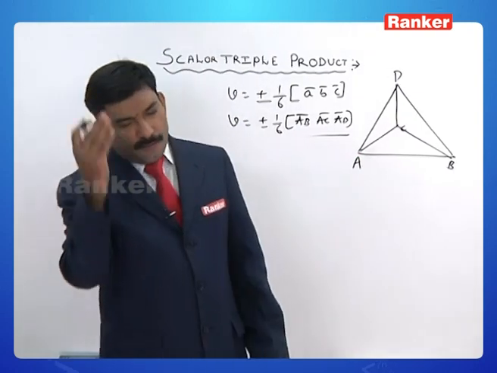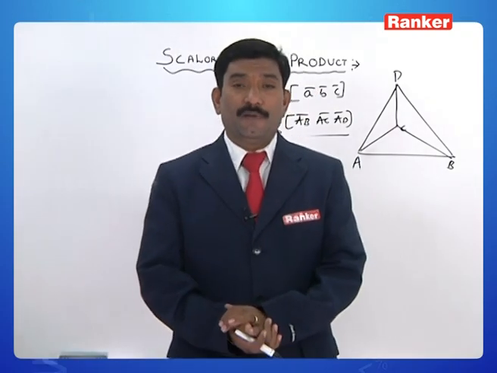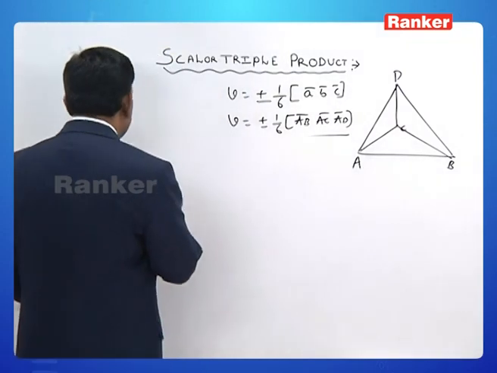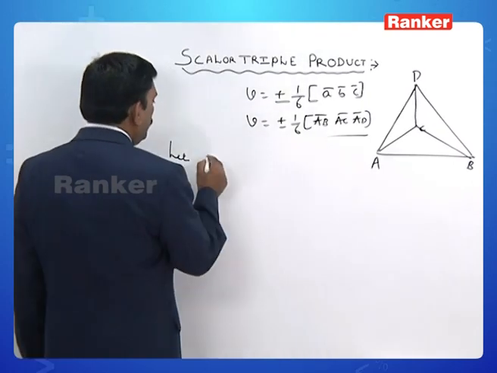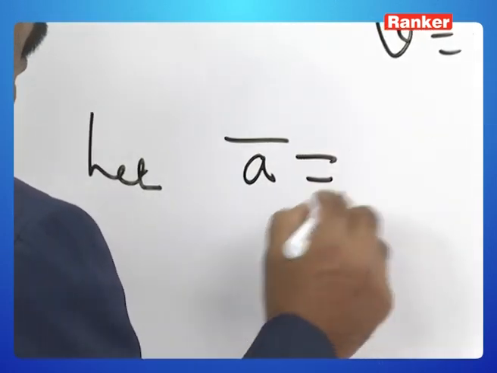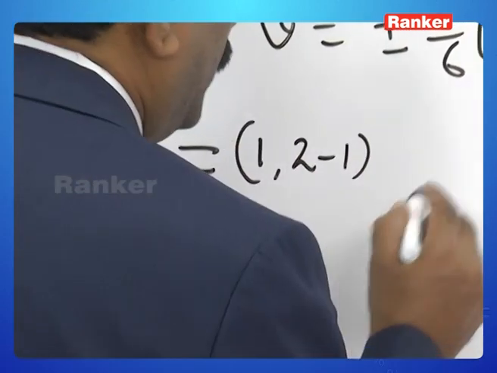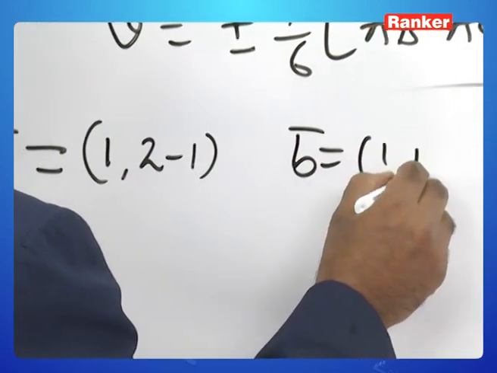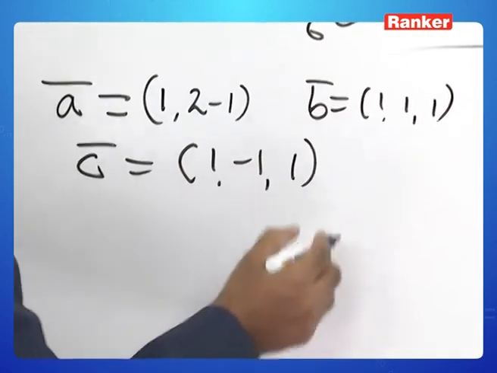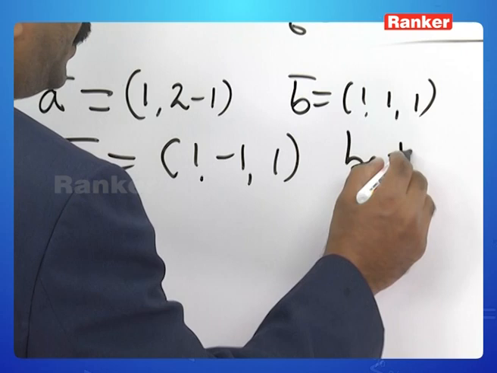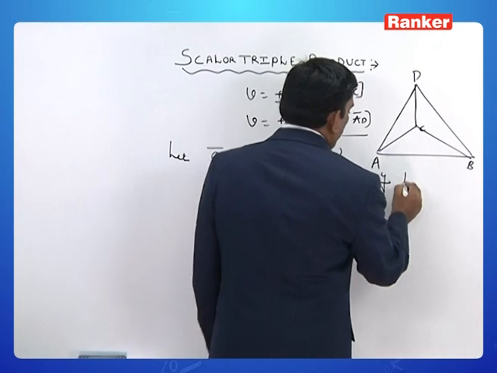Let us recall the concept of volume of a tetrahedron with an example. Let A bar is equal to 1, 2, minus 1 as a vector. B bar is equal to 1, 1, 1. C bar is equal to 1, minus 1, lambda. Let these be the edges of a tetrahedron.